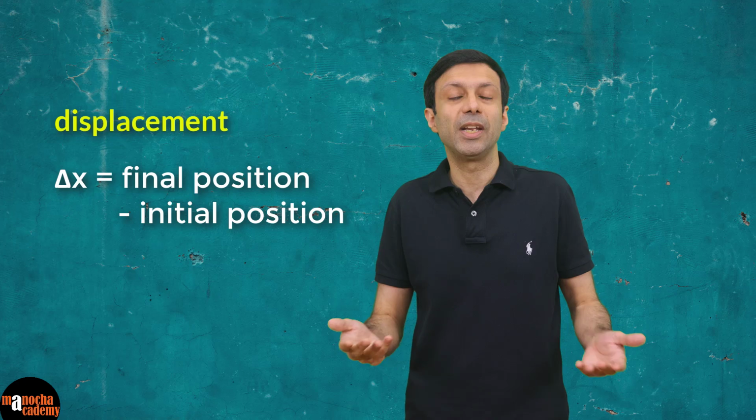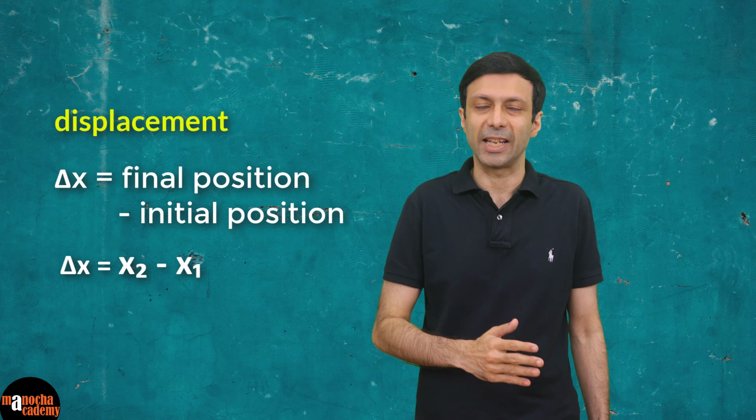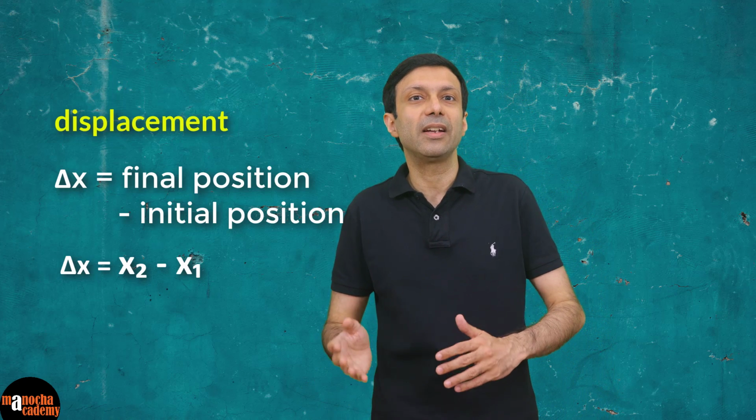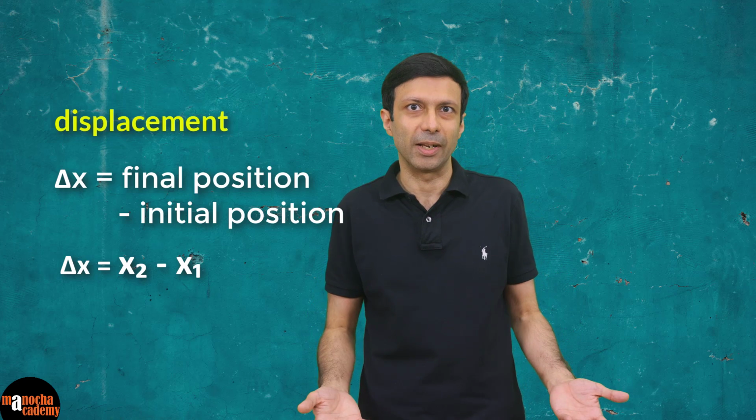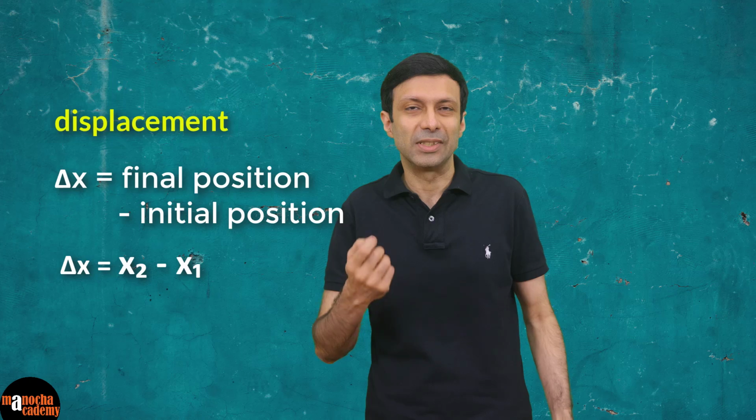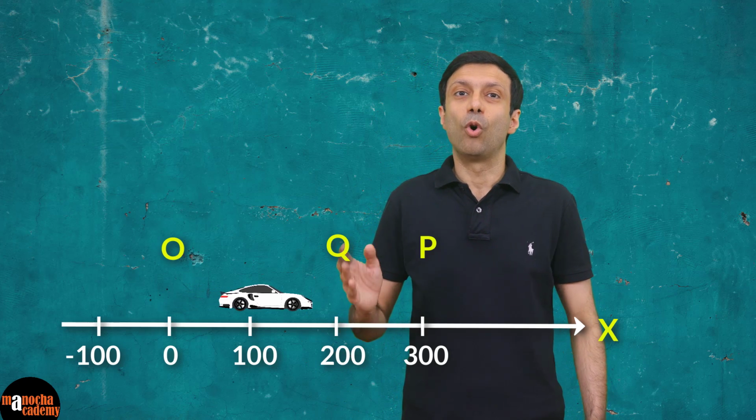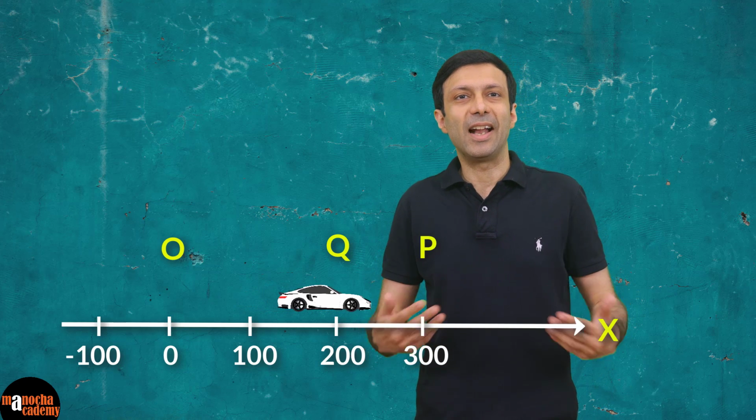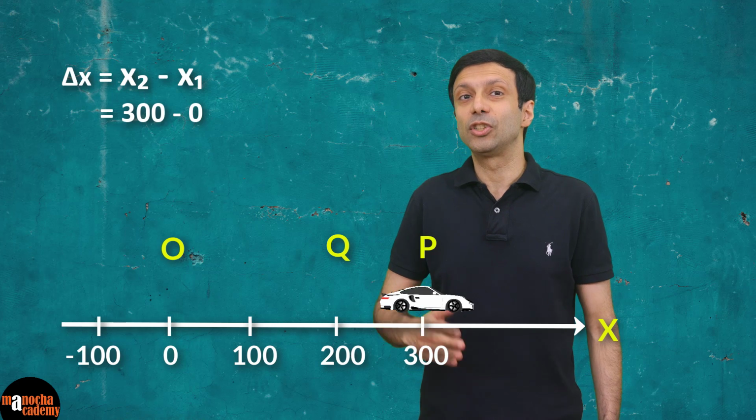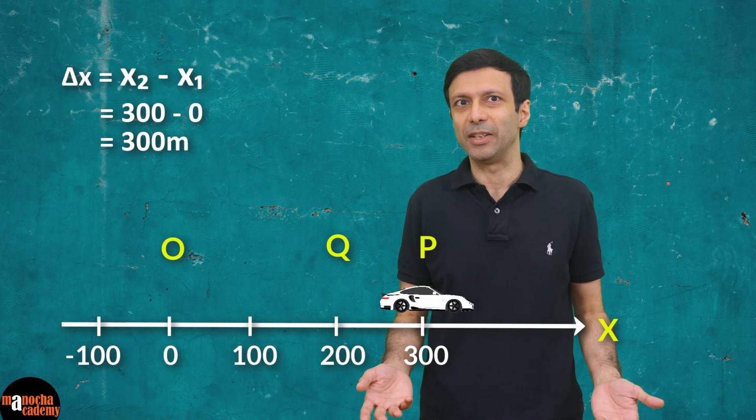So displacement can be denoted as delta x equal to x2 minus x1, where x2 is the final x coordinate and x1 is the initial x coordinate of the moving body. And delta x represents the change in position, because delta means change. When the car moves from O to P, the displacement delta x is calculated as x2 minus x1, which is 300 meters minus 0 meters. So the answer is 300 meters.